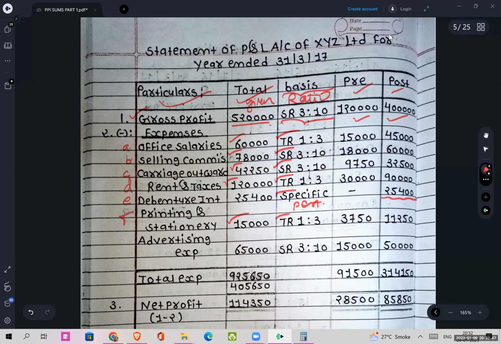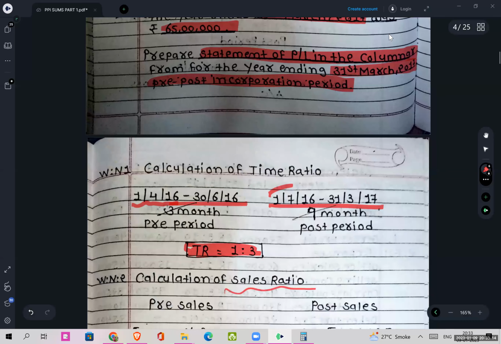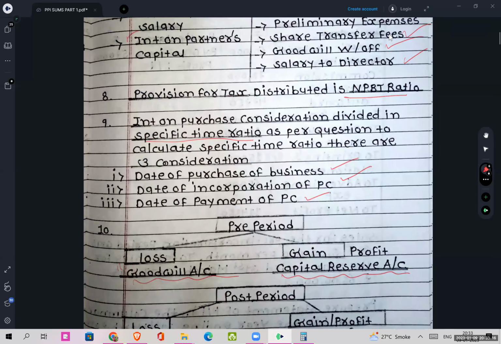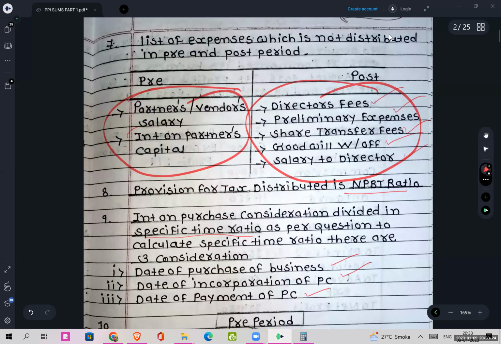And advertising, obviously it is paid for selling, so sales ratio. Okay. So this is how you will identify in which ratio your list of expenses will be divided. They will not give you in the question paper. You will have to identify कि ये इस ratio में जाएगा, ये इस ratio में जाएगा. Okay. And there are certain items that I had discussed जो सिर्फ pre और post में ही जाते हैं. जैसे ये वाला list. ये वाला प्री में जाएगा और ये वाला बाय डिफॉल्ट पोस्ट में ही जाएगा. देयर इज नो अदर ऑप्शन टू इट.